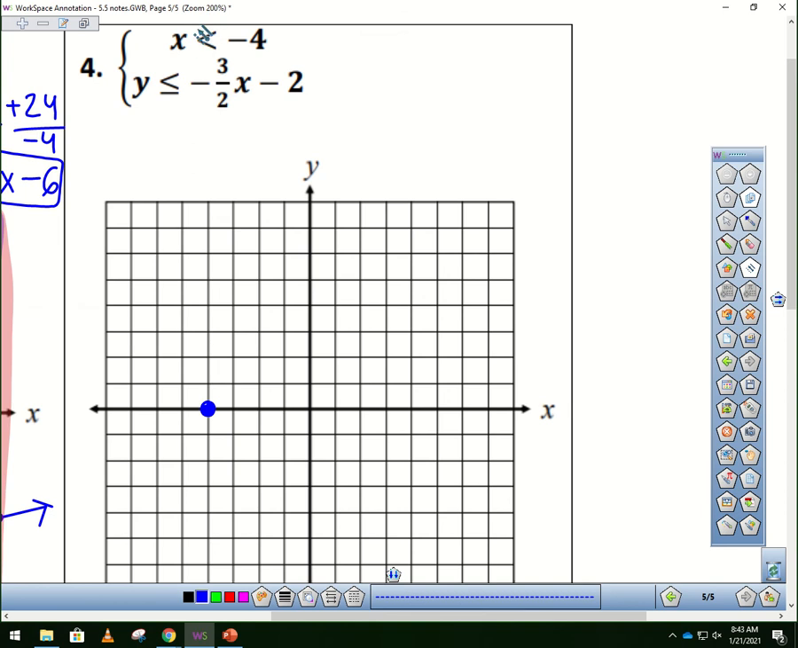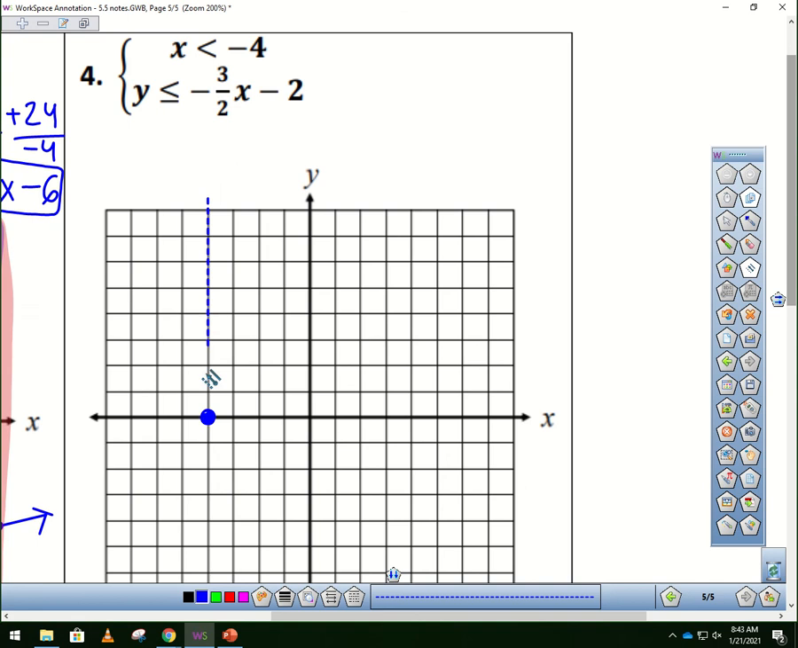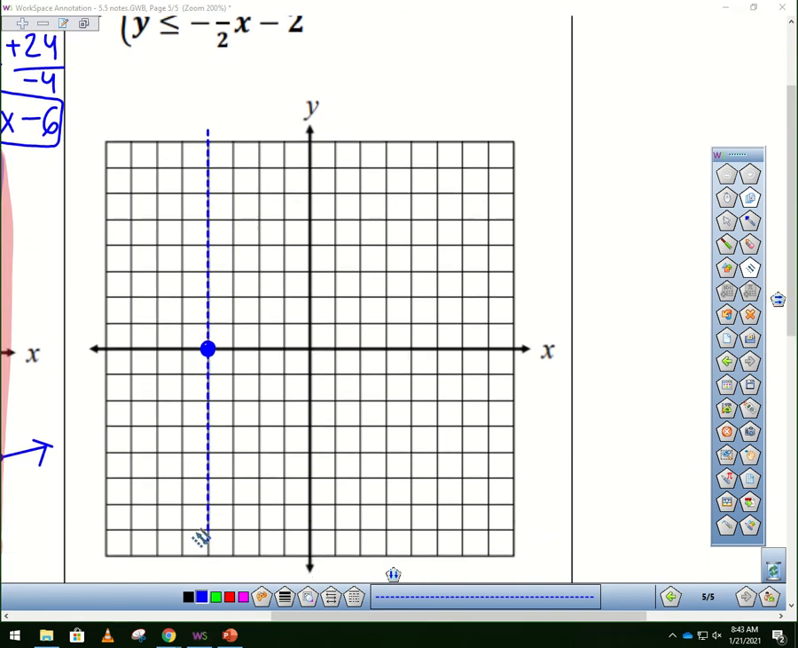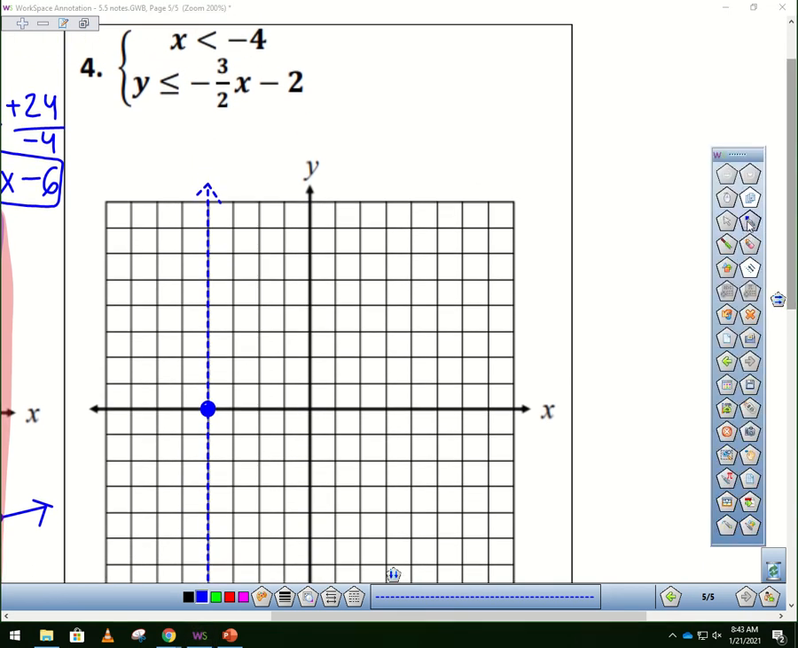What's the inequality on this? Does it have an equal to underneath it? On the first one? No, so it's going to be dashed. So this one is dashed. And we have to decide which way to shade. Now there is no above or below. But which side of that line are values less than -4 for x? We've got on the left.